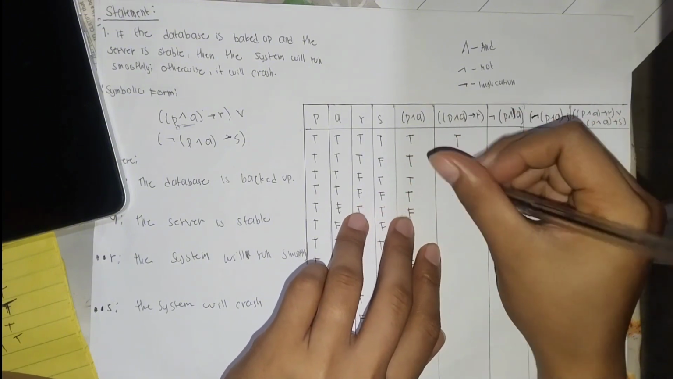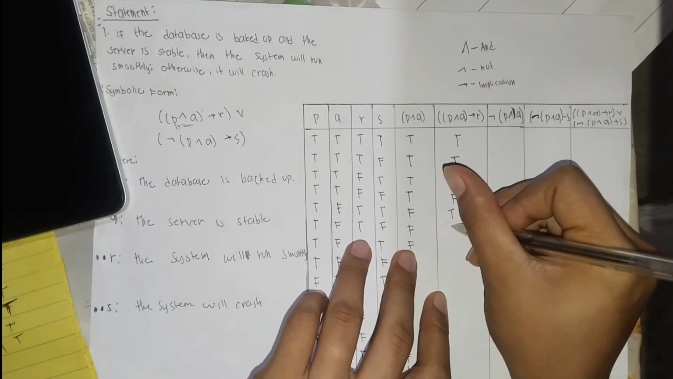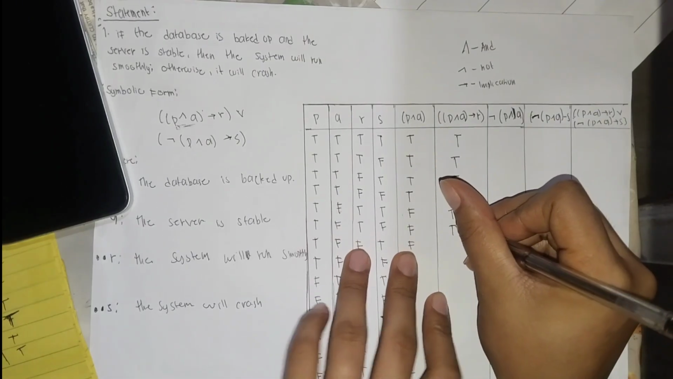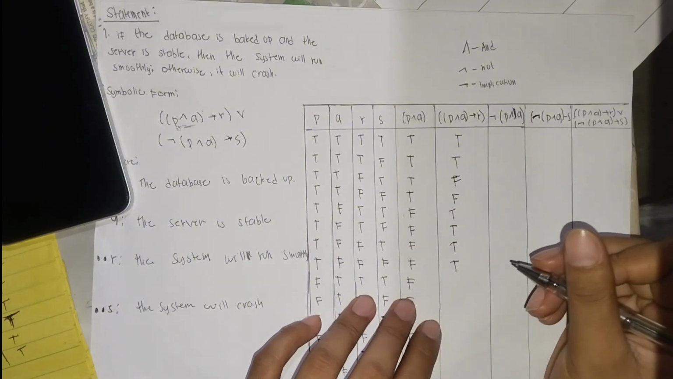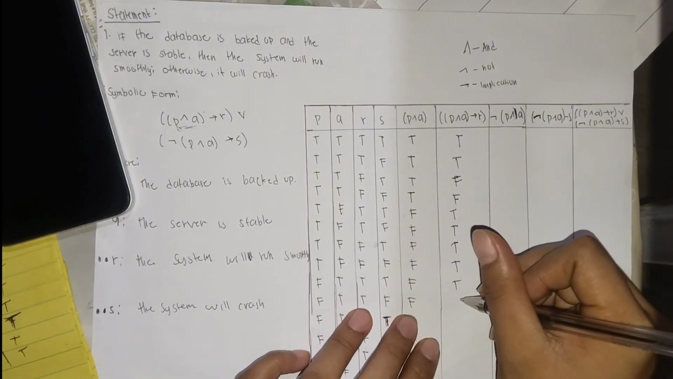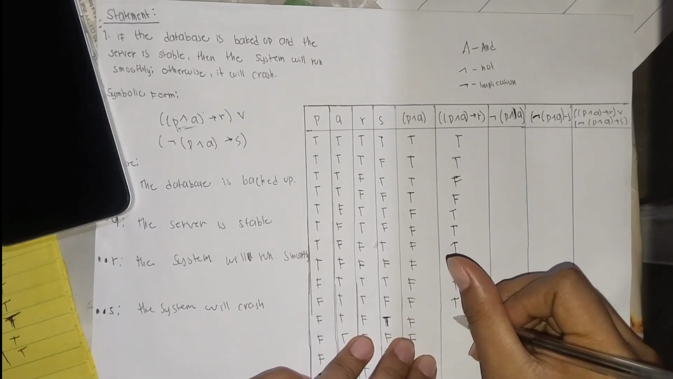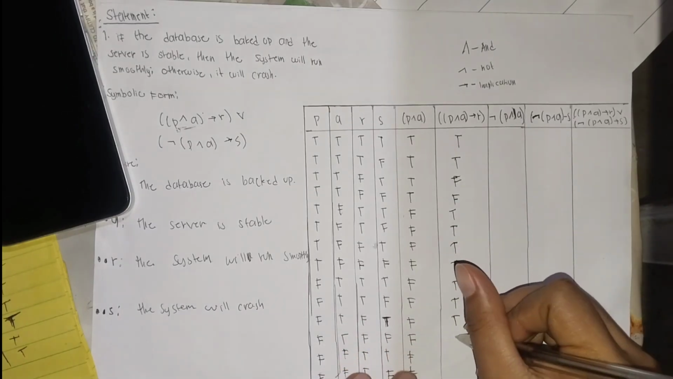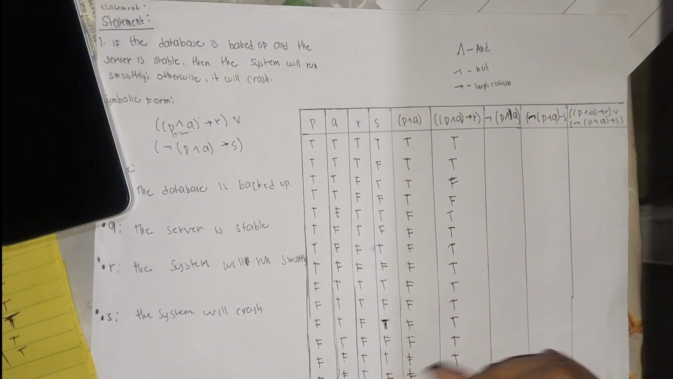Then F, and of course true, then true, of course true. Then true and false, of course true. False and false, of course true. False and false, true. True, of course true. False and false, true. Then true.